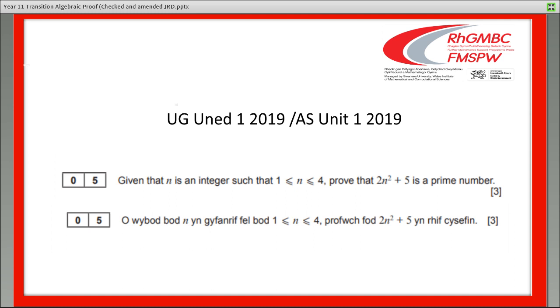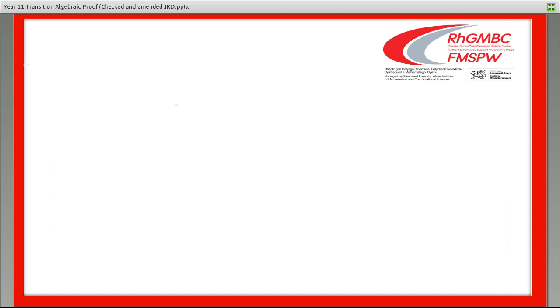What they chose to do was to give you numbers that were there and you could read them and pick them out. Now, as far as the next question is concerned, as you can see, it's in English and Welsh again. It's from the AS Mathematics Unit 1. It says, given that n is an integer such that 1 is less than or equal to n is less than or equal to 4, prove that 2n squared plus 5 is a prime number. This is a method of proof by exhaustion. If you notice, they have limited it. N can only be 1 or 2 or 3 or 4.